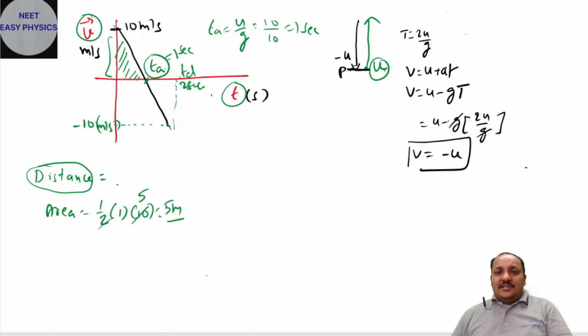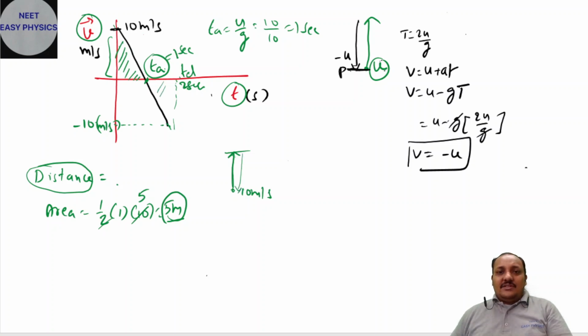So 5 meters means, in the case of a vertically projected body, if it is projected with 10 meter per second initial velocity, the maximum height it covers, or distance it is going to cover, is 5 meters. This is only in the case of going vertically up to reaching maximum height. Then after reaching maximum height, it will be coming downwards.